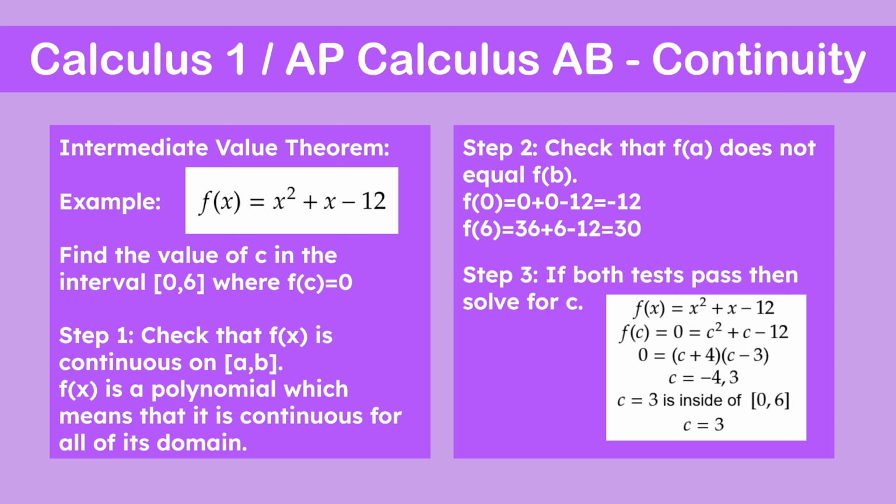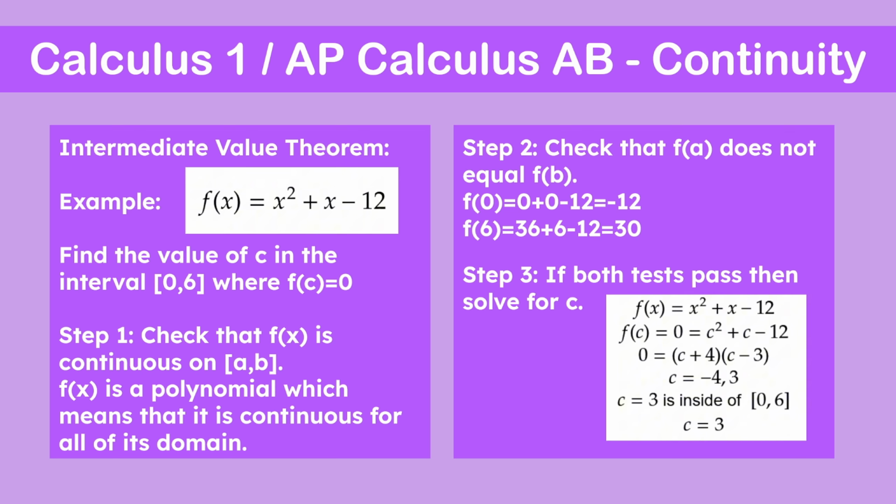So let's do this example. We need to find the value of c in the interval 0 to 6 where f of c is equal to 0. For our first step, we need to make sure that f of x is continuous on [a, b]. Since this is a polynomial, and polynomials are continuous for all of their domain, it goes on forever and has no holes in its graph.